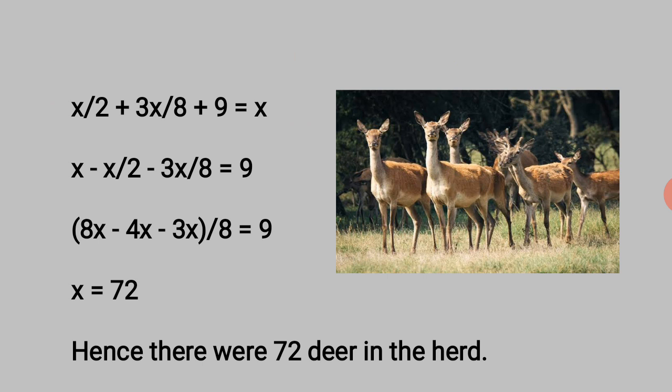The rest is all mathematical. You have to just go on solving. What we have done is we have taken all the terms having the variables on one side. So it is transposed. x by 2 is transposed, 3x by 8 is also transposed, and all equal to 9. Then you solve it mathematically by using the basic LCM method, and you get x equal to 72. So this is how you understand that there are 72 deer in the herd.